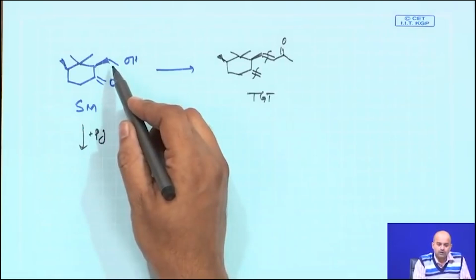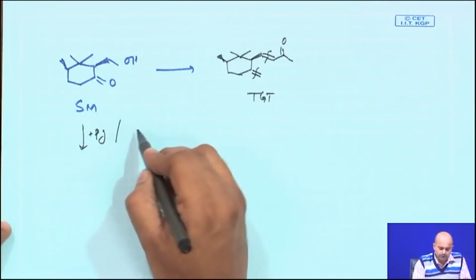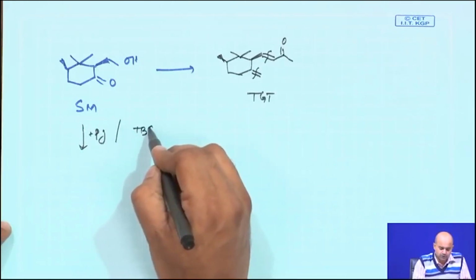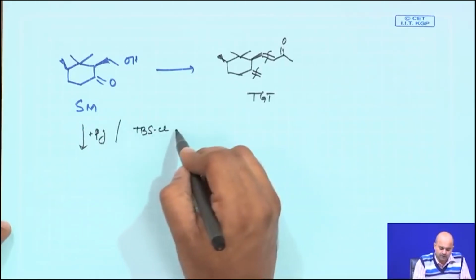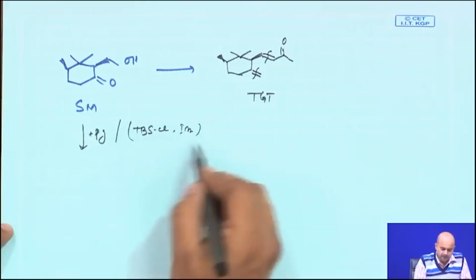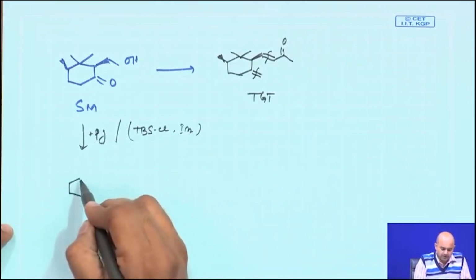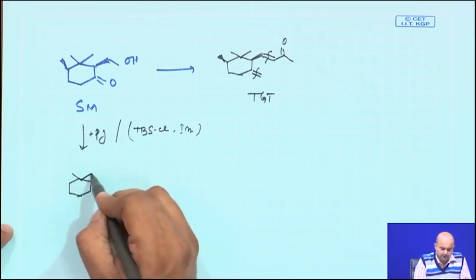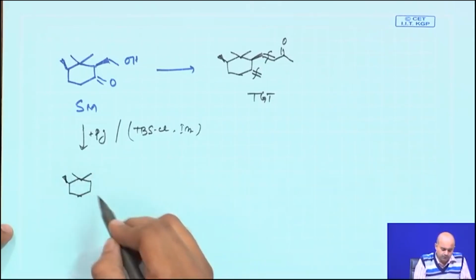Now, this alcohol can be protected by numerous protecting groups. You can use TBS chloride as the simple protecting group, with imidazole. In principle, as I said, any other protecting groups you can also use.